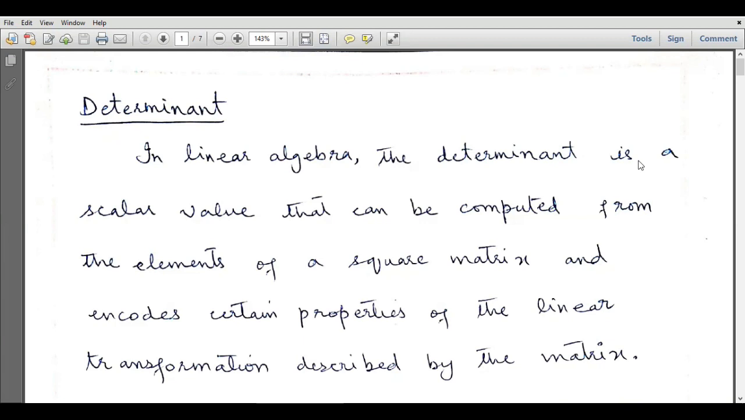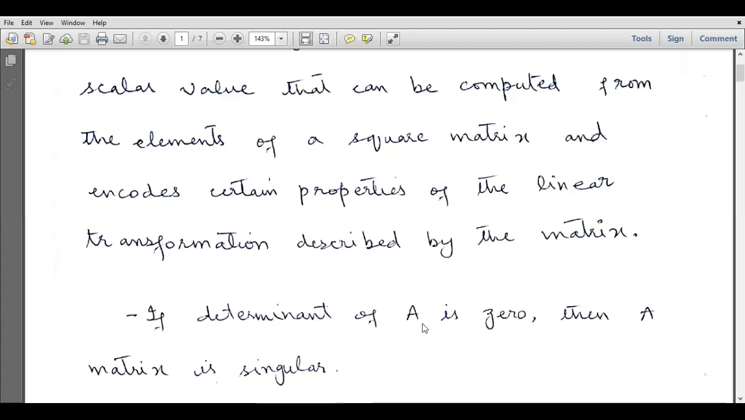In this lecture, I will discuss some properties of determinant, and I will also discuss some applications of determinant. So, in linear algebra, the determinant is a scalar value which can be computed from the elements of a square matrix, and it encodes certain properties of the linear transformation described by the matrix. So the determinant is only defined for a square matrix.